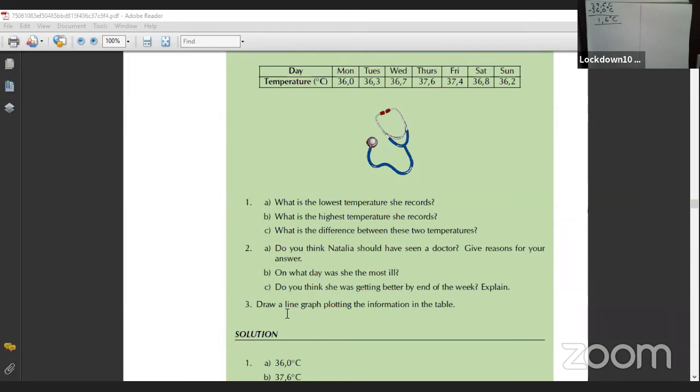Okay. Third question says, draw a line graph plotting the information in the table. So we actually discussed drawing graphs of this type, guys. Let me just show you how you can do it. But when you are using the graph paper, you are supposed to be more accurate than what I'm going to be doing now. I'm just going to illustrate a point that I want to make here.